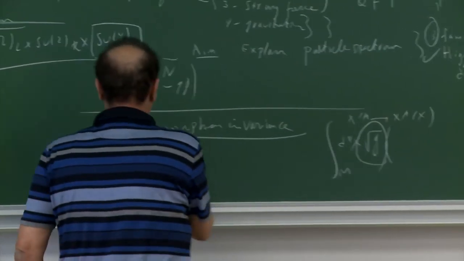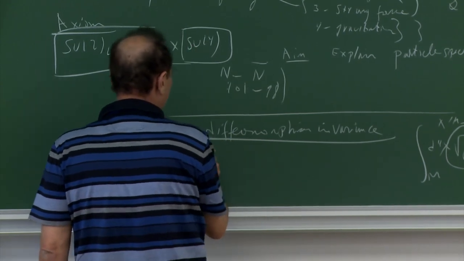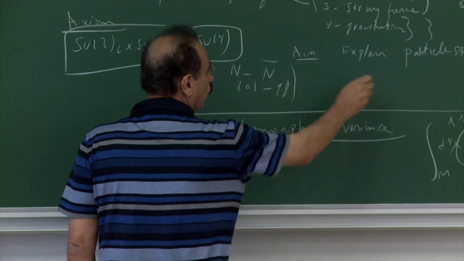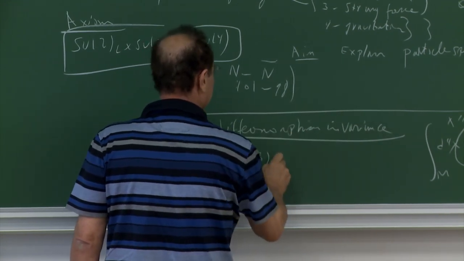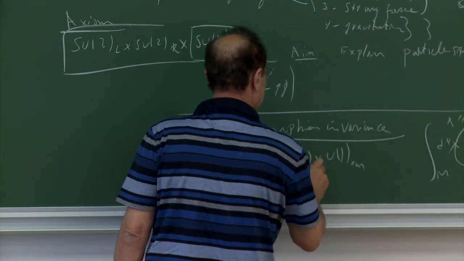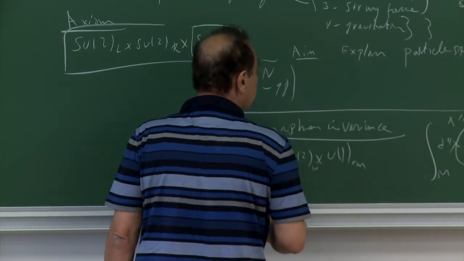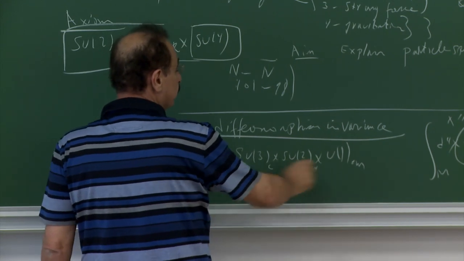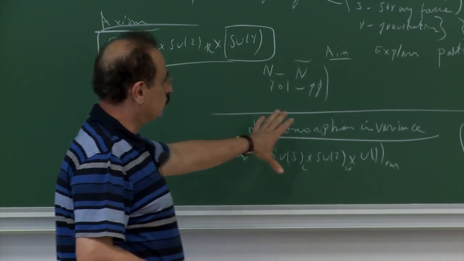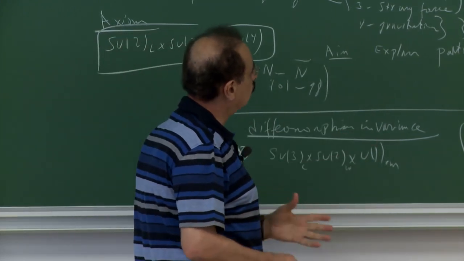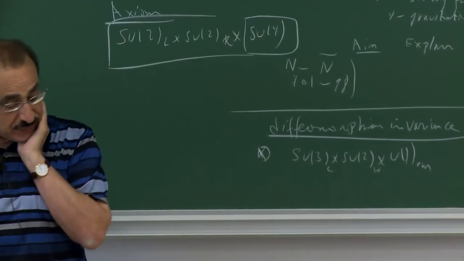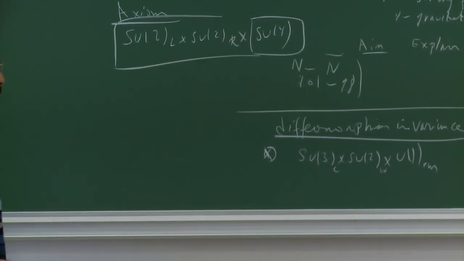Okay. And then it's really a semi-direct product with the symmetries which I have written, SU3 cross SU2 cross U1. This is electromagnetism. This is the weak, and this is the color. So this is the symmetry that we have. And one would attempt to find a geometric theory based on this invariance. And of course, the problem is that it doesn't exist.